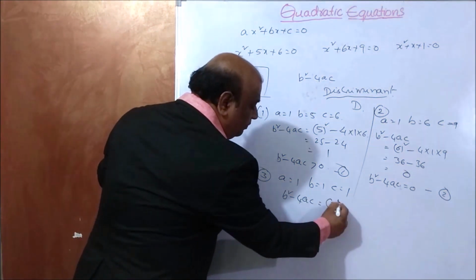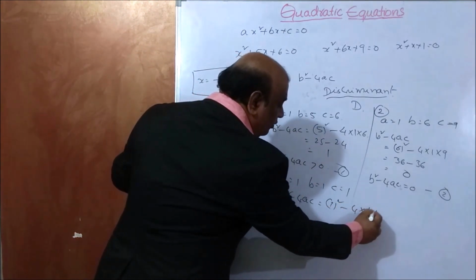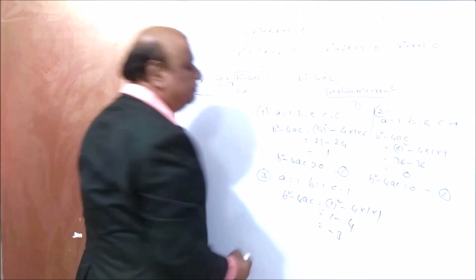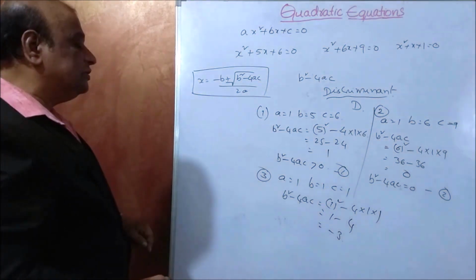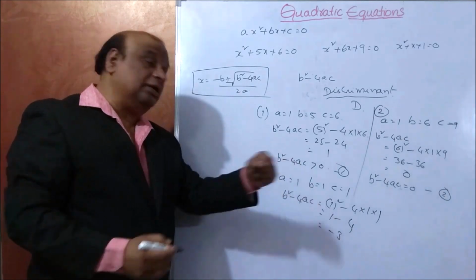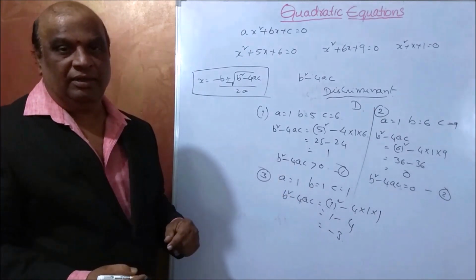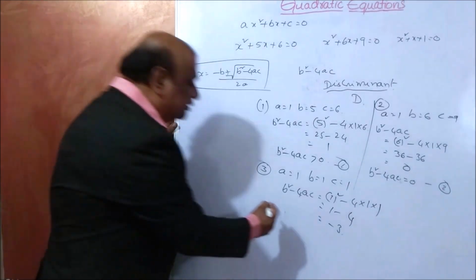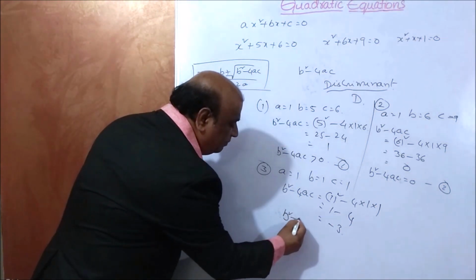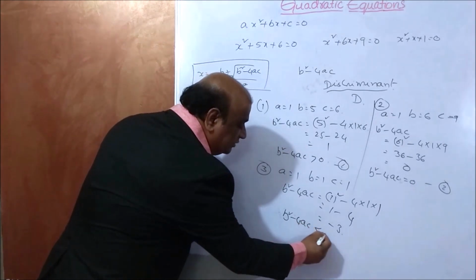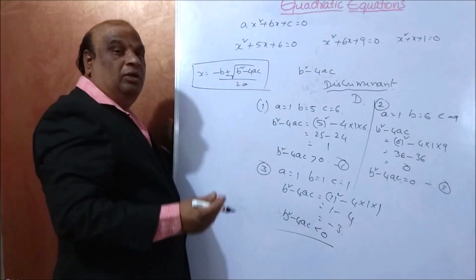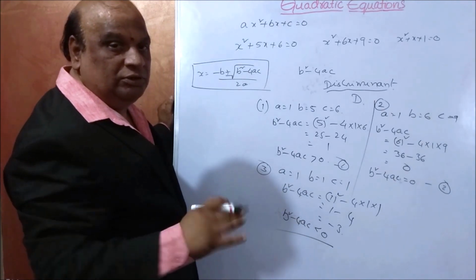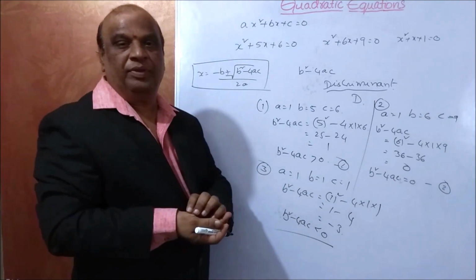Here, 1 square minus 4 into 1 into 1. That is 1 minus 4, that is minus 3. Here in this case, we got a negative number. It means b square minus 4ac is less than 0. All negative numbers are less than 0. So only three cases are there.